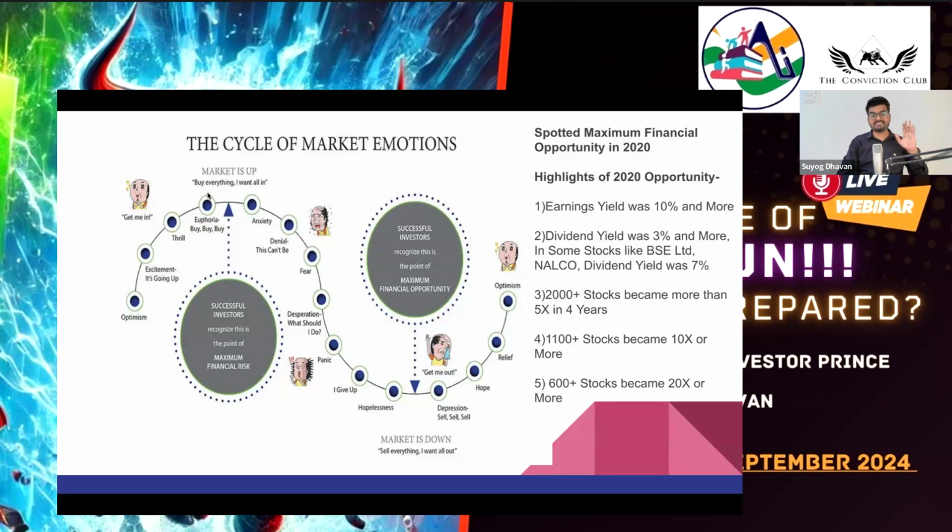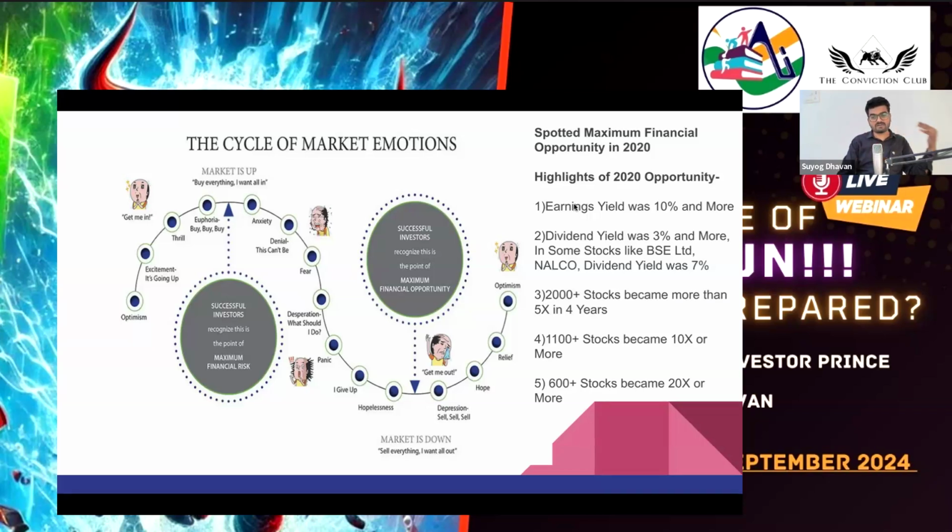We are at a phase where the whole world, in the next 2-3 months, will be talking about the same buy and buy. Why it will happen, we'll talk about at a later stage. But we are at a stage where there is maximum financial risk. And the difference between this and that is that during COVID, when it was a maximum financial opportunity, the earnings yield was 10% and more.